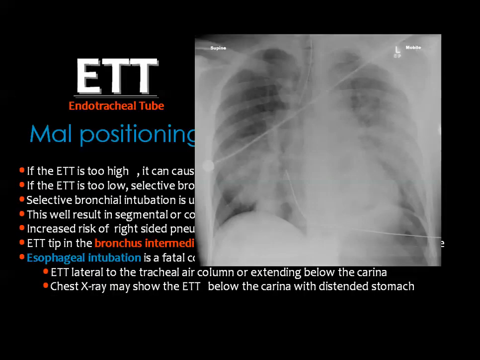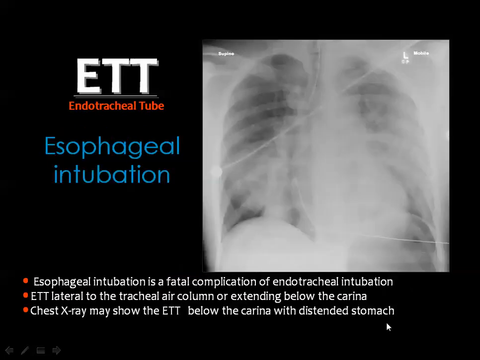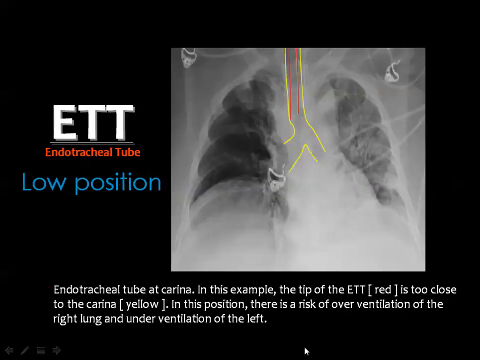One of the complications also is to put the endotracheal tube into the esophagus. This esophageal intubation is very dangerous, of course, because air will enter into the esophagus and will distend the stomach. And if you look at the chest X-ray, you can see the endotracheal tube is not passing in the air line of the trachea. It goes a little bit towards the right side, where the course of the esophagus is.